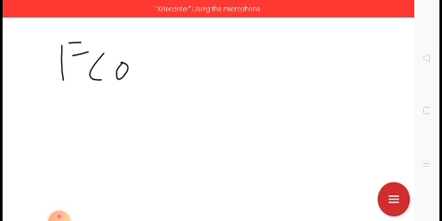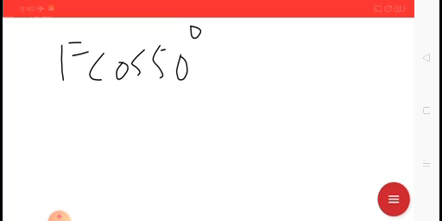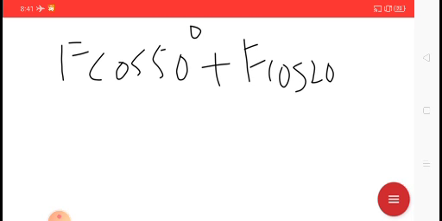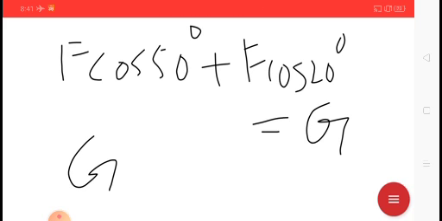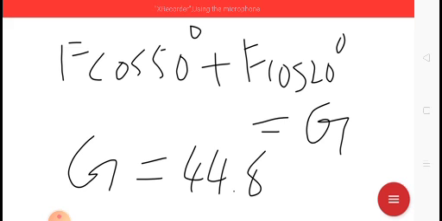Part 2. Same thing, you resolve the forces to the horizontal component. So you have F cos 50 plus F cos 20 equal to G, right? G is in a different direction, so I just put G on the right hand side. Once you solve this, using the F from part 1, you should get G is 44.8 Newton. So, second marks, straightforward.